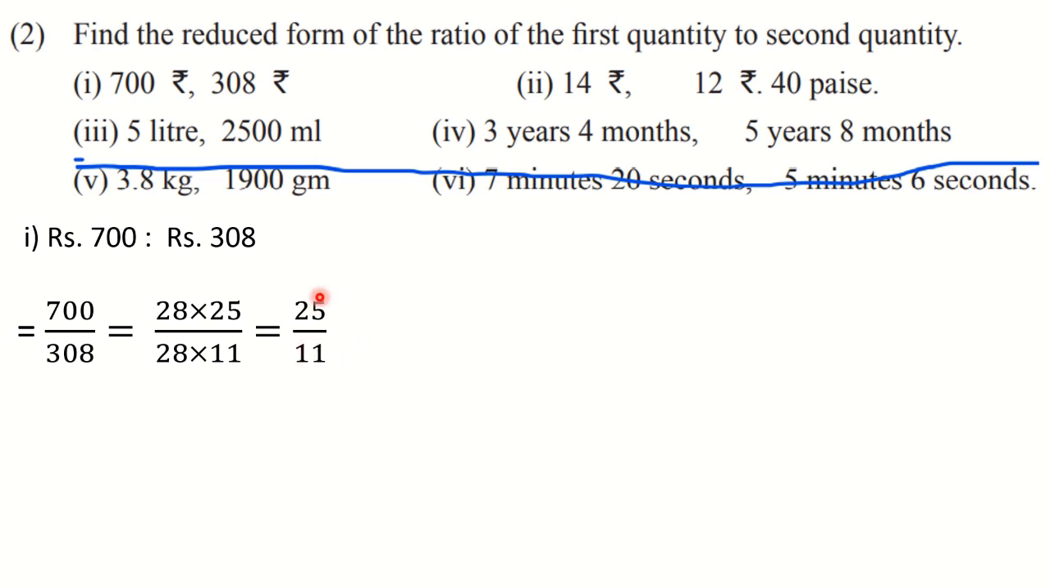So here the answer is 25 upon 11, but the final answer should be in the form of ratio. So write down the answer 25 is to 11. Correct? Copy it down.